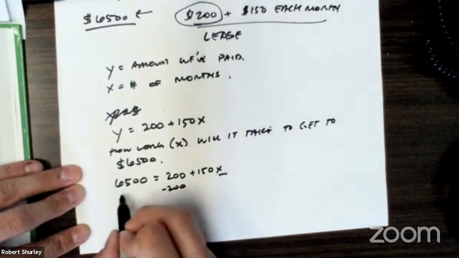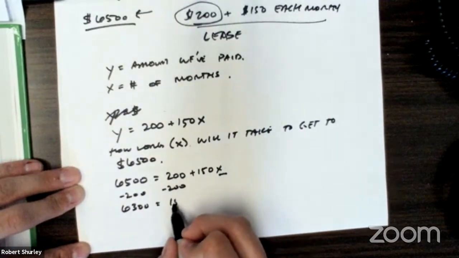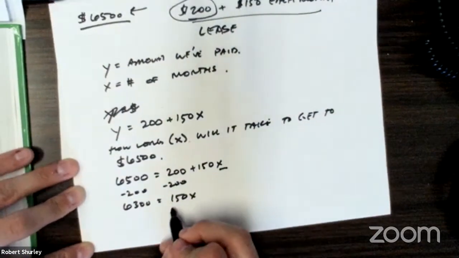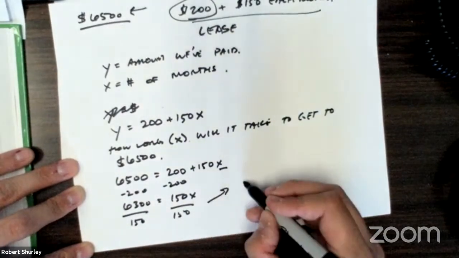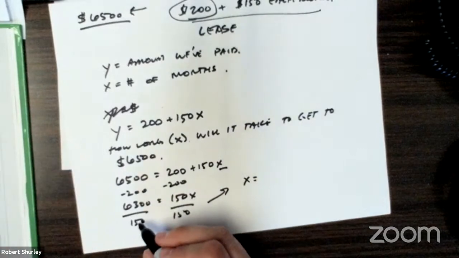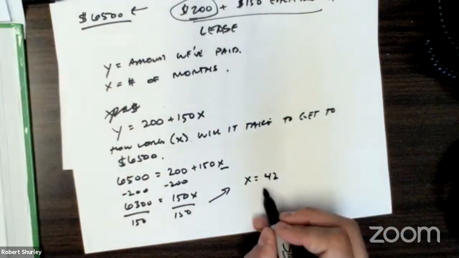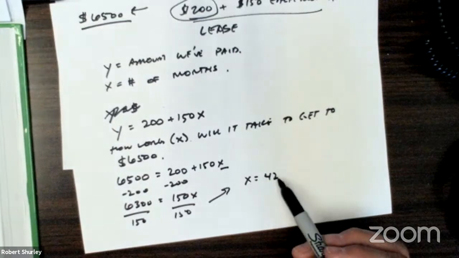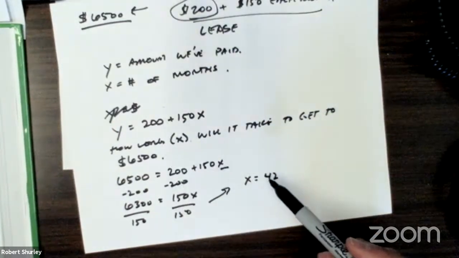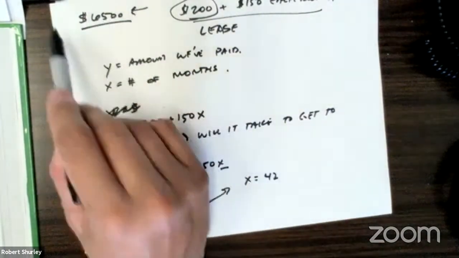So I'm going to subtract the 200. I get 6,300 equals 150x. Then I'm going to divide by 150, and I wind up with x equals 6,300 divided by 150, which is 42. So it turns out after 42 months, you could have just paid for the vehicle. In the 43rd month, you're paying more than the value.